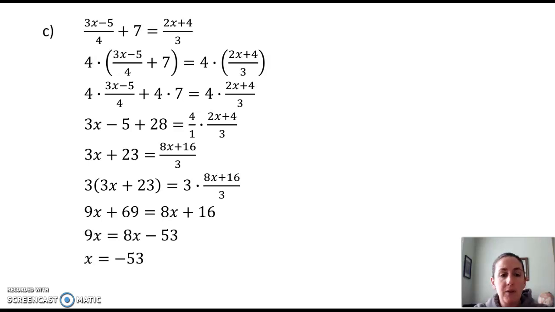And at any point, if you want, you can plug your solution into the original equation. Plug in negative 53 for x here and simplify, and these two values should simplify to the same answer, the same value.